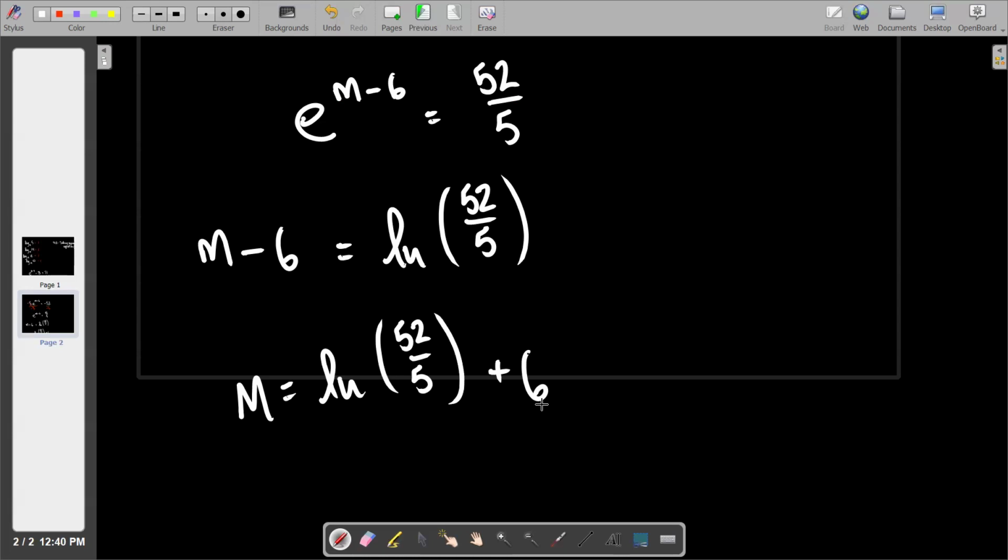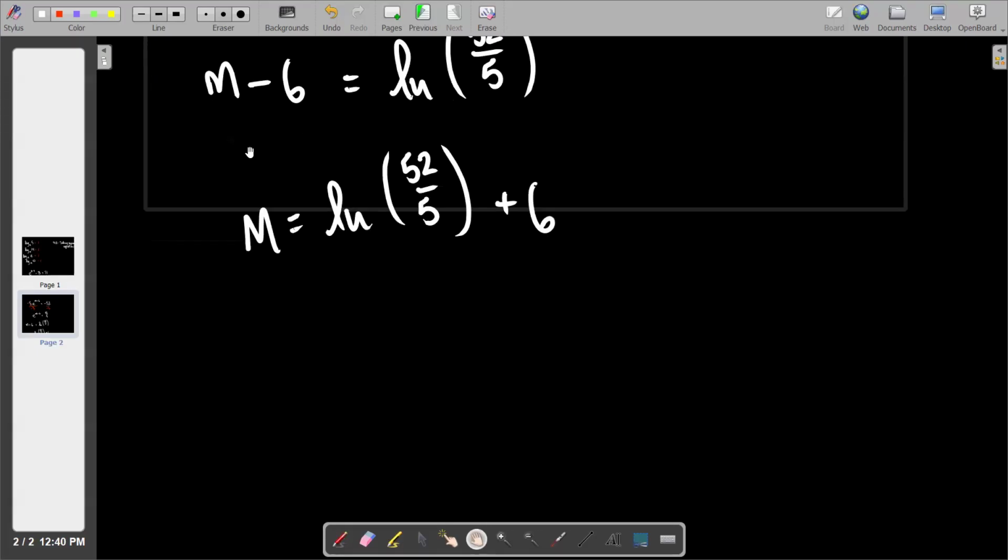And then again, let's practice with our calculators. Common logs and natural logs are nice because they're already programmed in. They get their own buttons, which is because they get used the most. So the natural log of 52 divided by 5, close parentheses, plus 6. Did you guys all get 8.342? Rad.